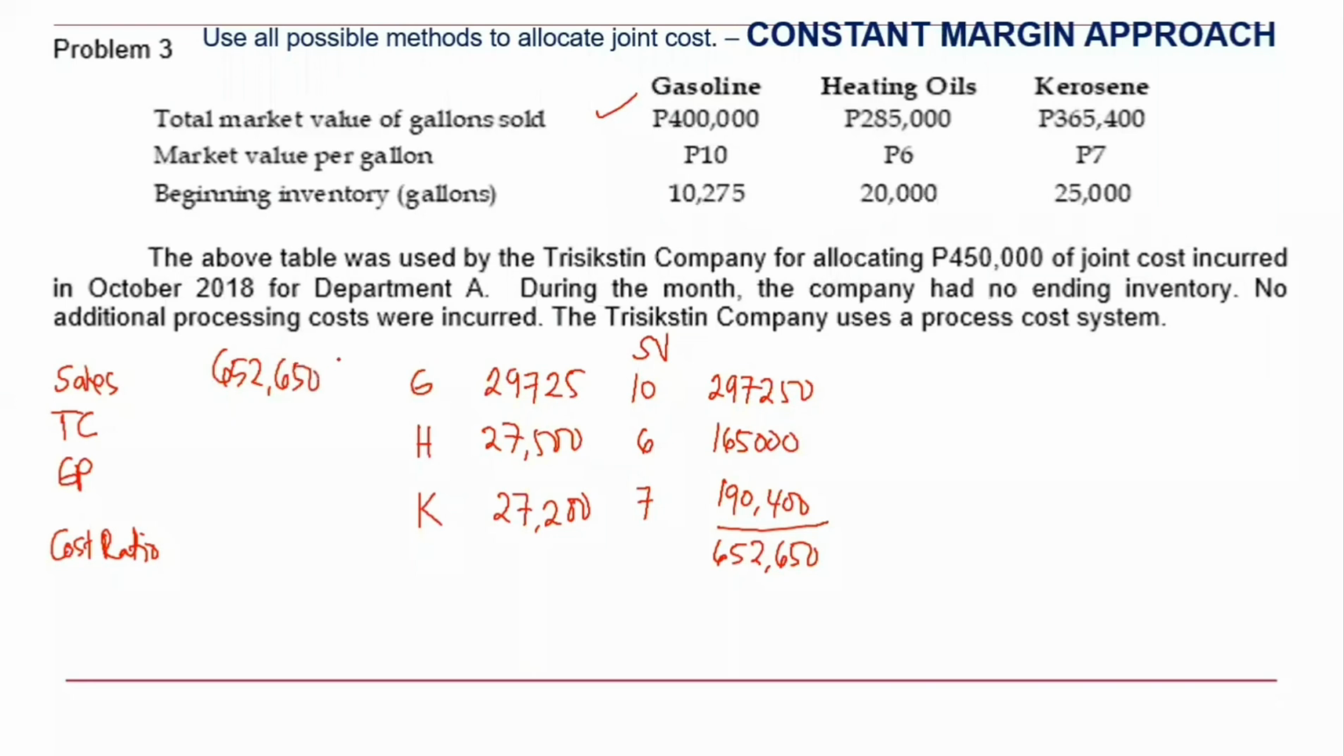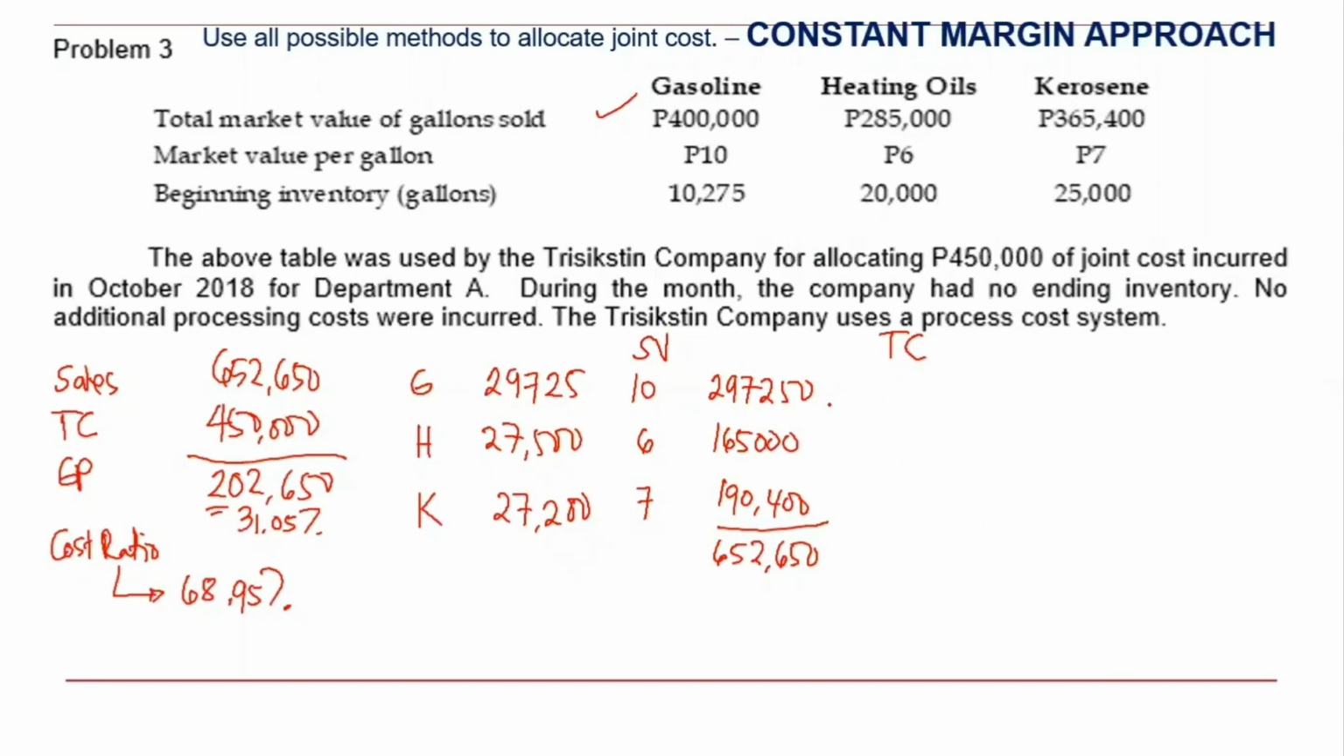652,650. Magkano yung total cost natin? 450,000. Magkano yung GP natin? So that would be 652,650 minus 450,000. It's 202,650. Tapos ano yung GP margin natin? GP margin is 202,650 divided by 652,650. Lumalabas ay 31.05% ang GP rate natin. So ang cost ratio natin ay 1 minus the GP rate. It's 68.95%.